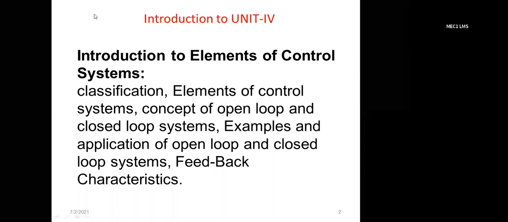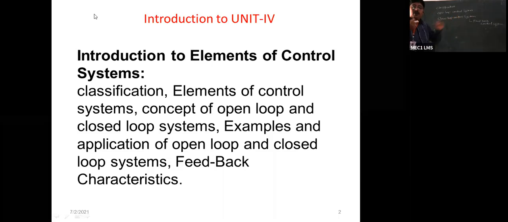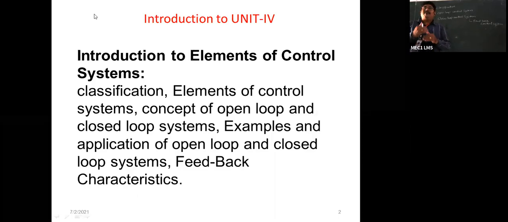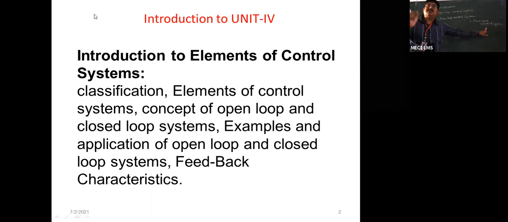In the open loop control system, it is a non-feedback control system. That means the output is not the desired output, that is, the output quantity is not affecting the input. Whereas in the closed loop control system, the output variable is affecting the input variable, thereby we can get our desired output. So we can also call it a feedback control system or automatic control system.